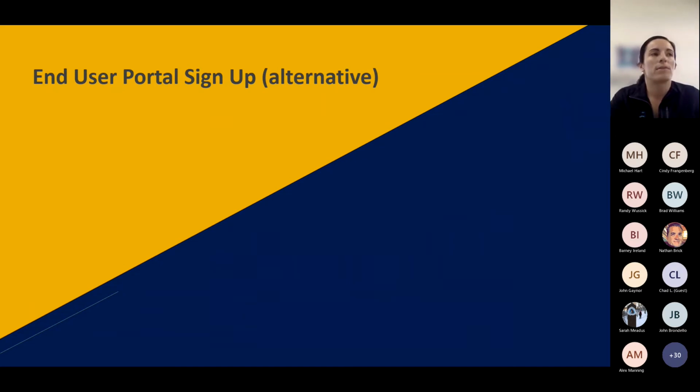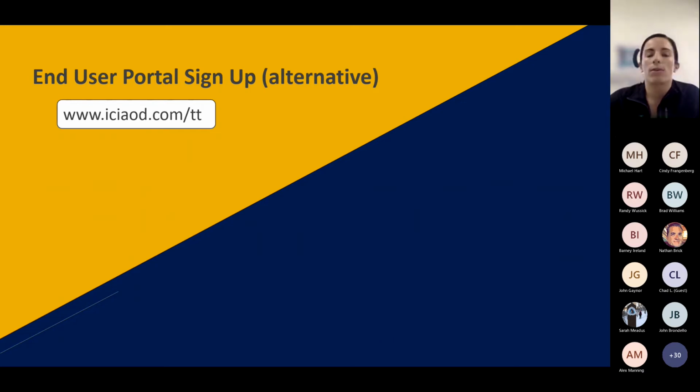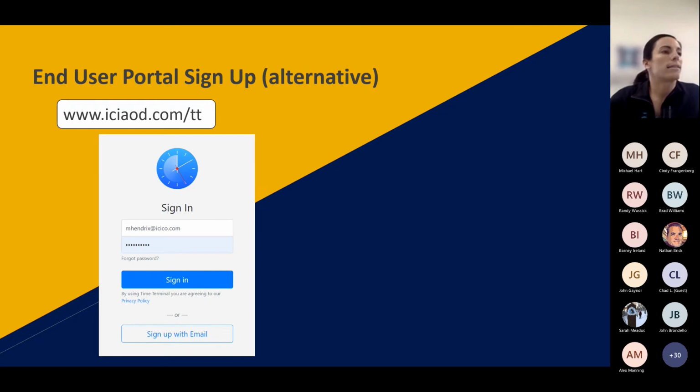This is that alternative sign-up method that I had just mentioned. If for some reason the invite won't send or they're not receiving it, which could be due to their email security, any type of reason like that, they just need to go to the TimeTerminal portal themselves, www.iciaod.com/tt. They can click sign up with email on the bottom of that screen.